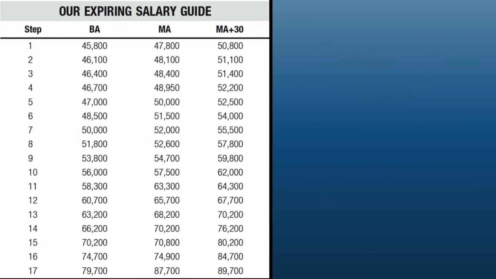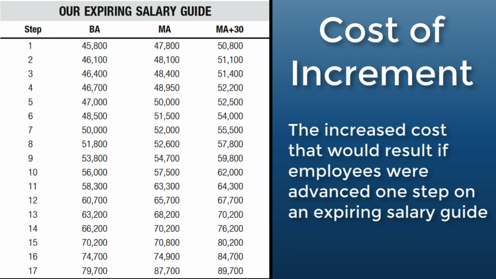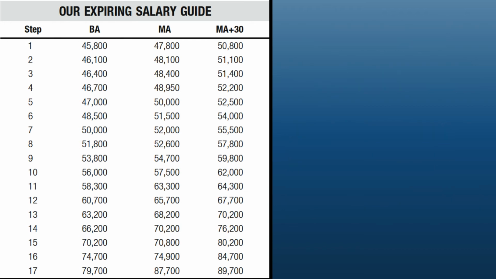When one refers to the cost of increment, they are referring to the increased cost that would result if employees were advanced one step on an expiring salary guide. It is the cost of moving staff on the guide only and does not reflect the distribution of any additional money on a successor guide.